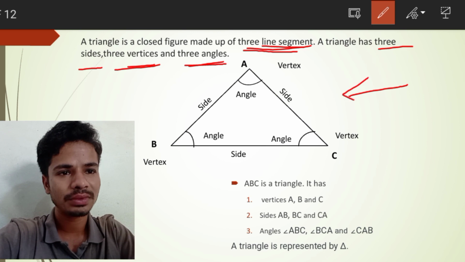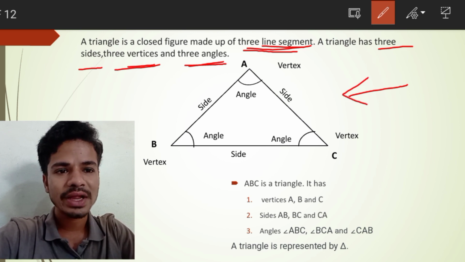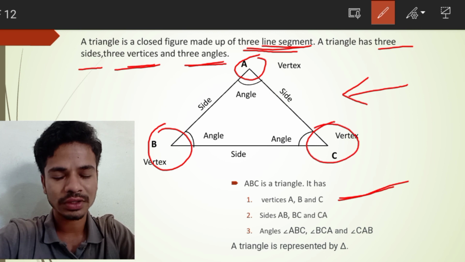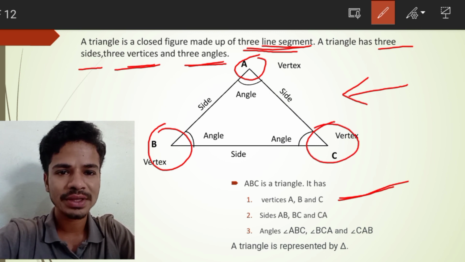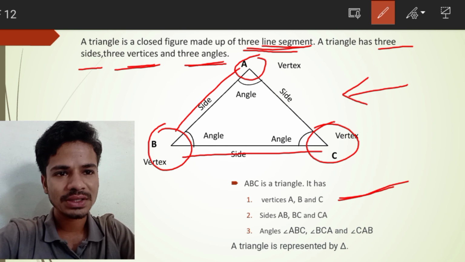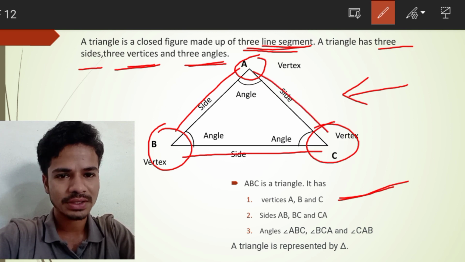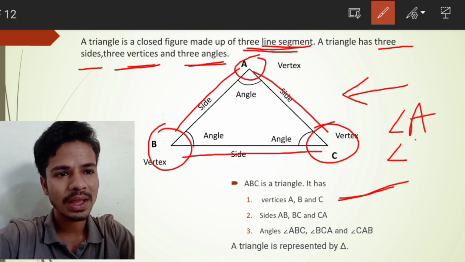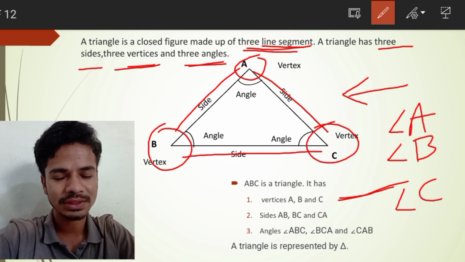Here's an example, triangle ABC. In this triangle ABC, A, B and C are the vertices. It means A is a vertex, B is a vertex and C is also a vertex. Now AB is a side, BC is a side and AC is the third side. So here are 3 sides and 3 vertices. Also the triangle ABC has 3 angles: angle A, angle B and angle C.